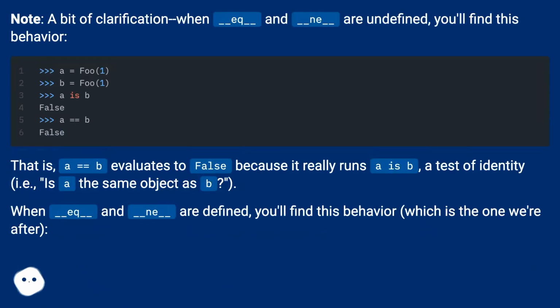Note a bit of clarification: when __eq__ and __ne__ are undefined, you'll find this behavior. That is, A equals B evaluates to false because it really runs A is B, a test of identity, i.e., is it the same object as B. When __eq__ and __ne__ are defined, you'll find this behavior, which is the one we're after.